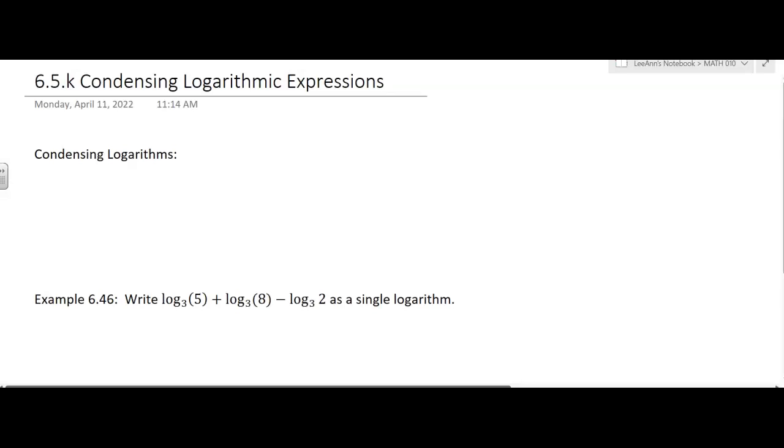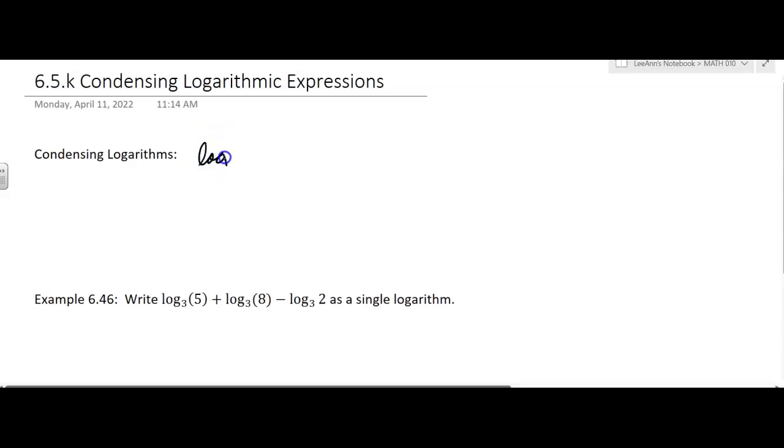So now we want to condense logarithmic expressions as opposed to expanding them. When we expand them, we have one logarithm and we're pulling apart the factors, and the exponents, we're bringing them down. So now we want to run it the other way. They're going to give it to us all pulled apart, and we put it back together as one logarithm. So we'll see how those properties work.